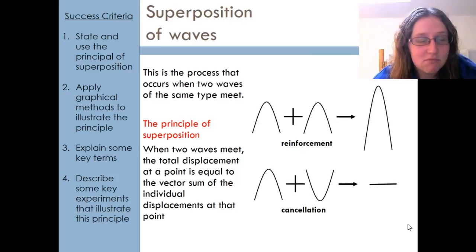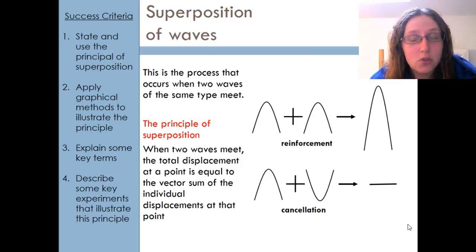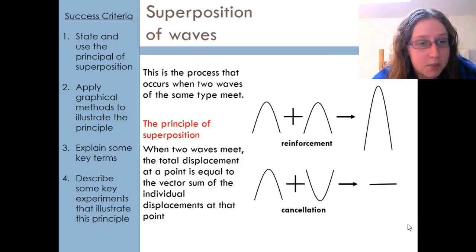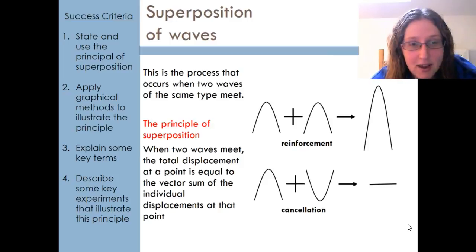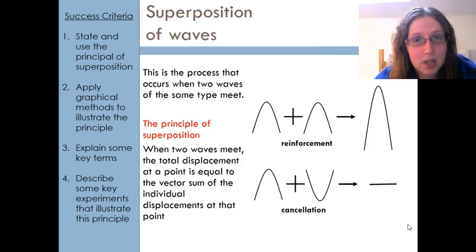So this is what happens when two waves of the same type meet at a point in space. And all we do is follow what the principle of superposition says, which is that when two waves meet, the total displacement at a point is equal to the vector sum of the individual displacements at that point. So basically, we just look at each point and go, wave 1 was +3, wave 2 was -4, so the resultant is -1. Simple as that.